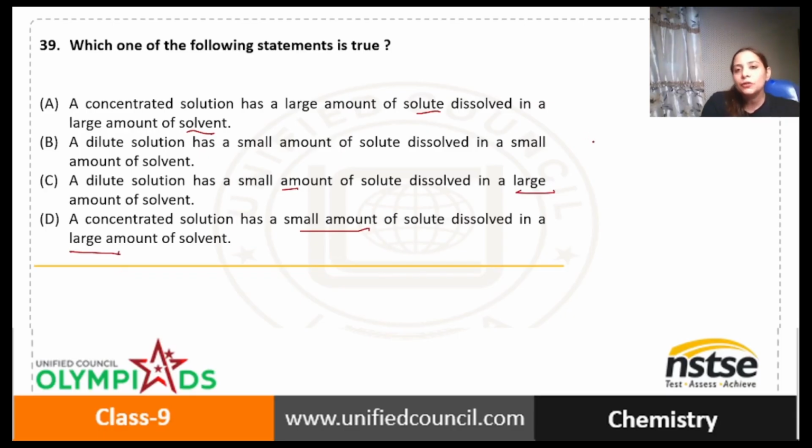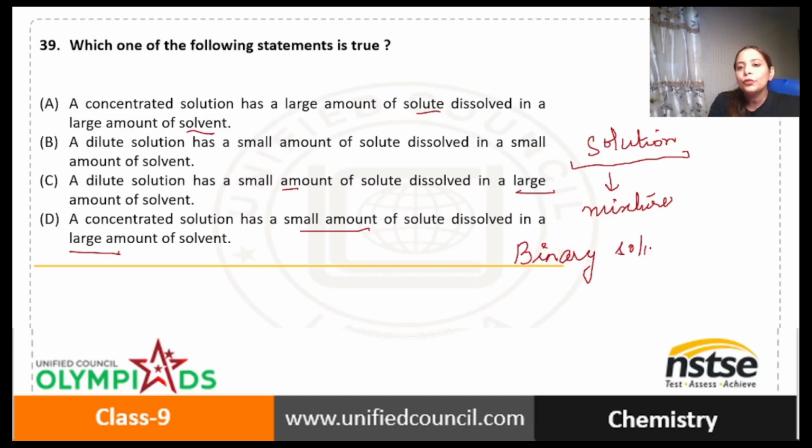Because this question is based on solutions, let's understand solutions first. First you should know that a solution is a mixture, and it is formed when we mix two or more components in any ratio. A common type of solution is formed when we use two components, and it is called a binary solution. The components of a binary solution are solute and solvent.